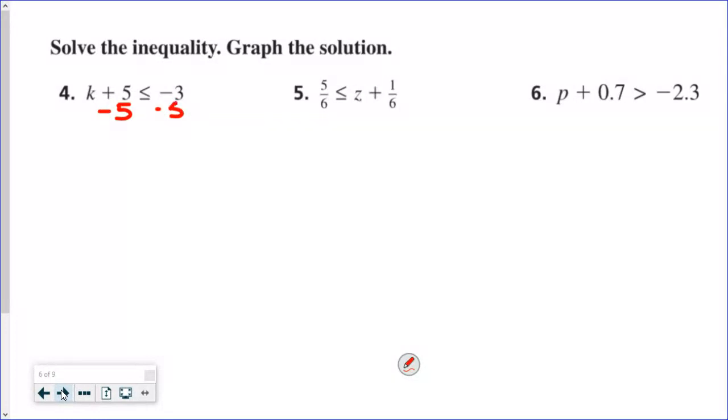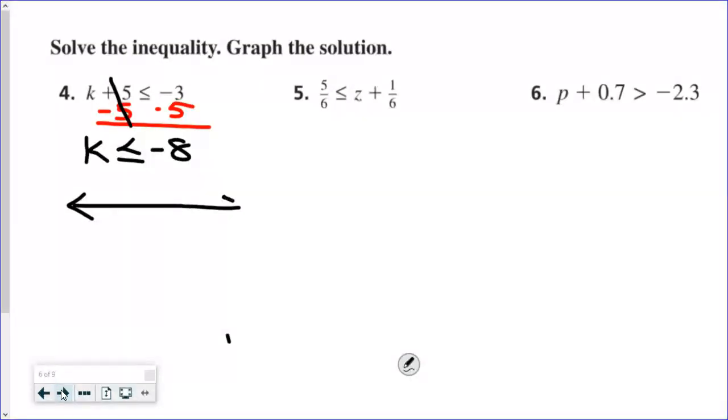Minus 5. K is less than or equal to negative 8. So again, negative 8, negative 9, negative 7. Just another one of these to make sure. Fill it in and go this way.